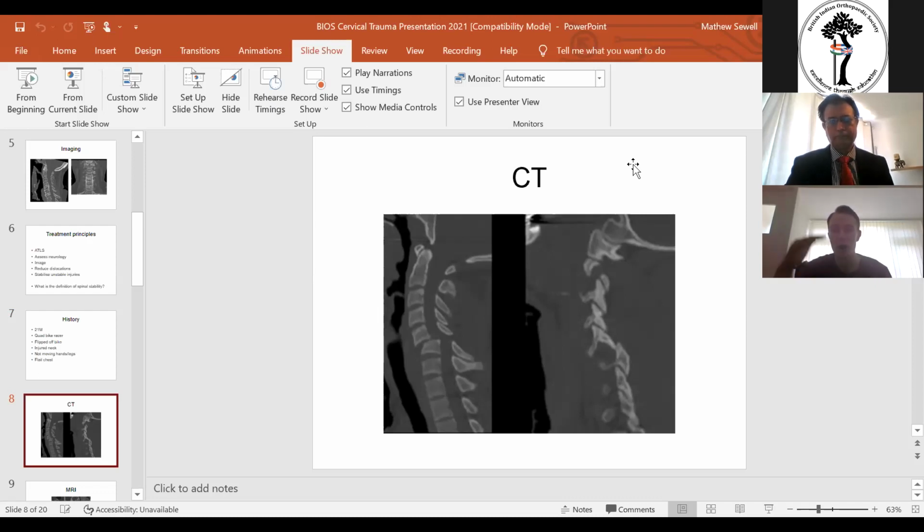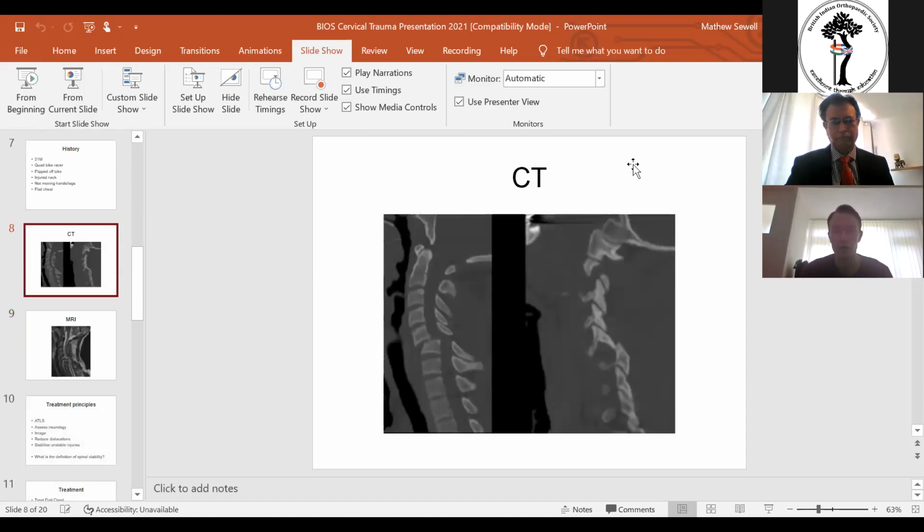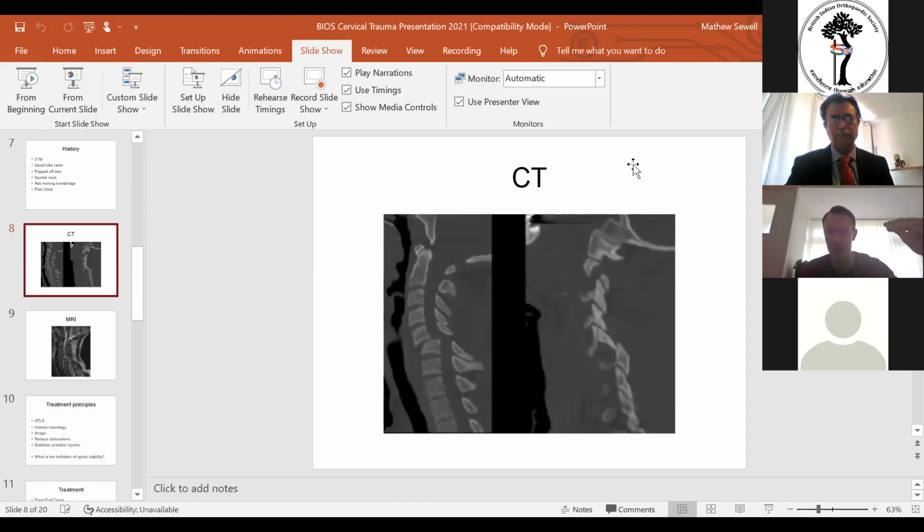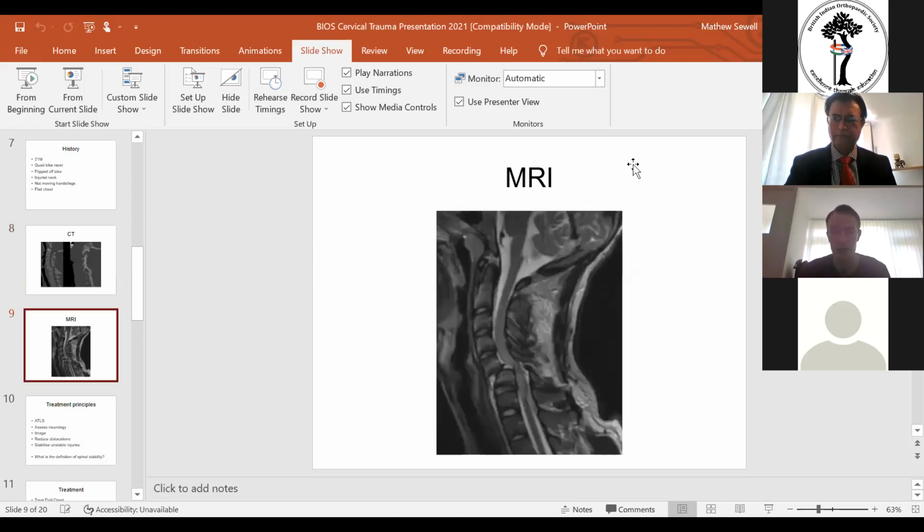So thinking about our process, what's the first thing we do? We manage the ATLS, we assess the neurology, we obtain imaging. Would you be happy with the CT only? I would ask the examiner for a further investigation, which you saw already, an MRI.